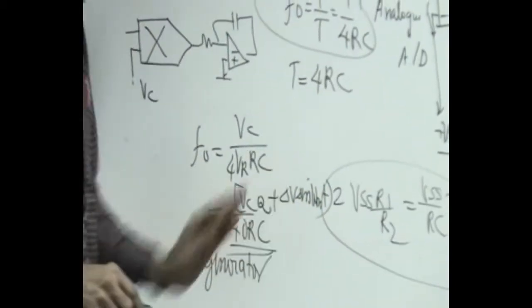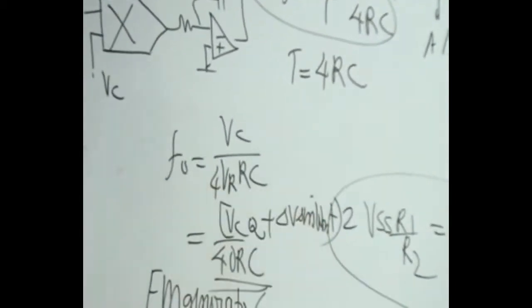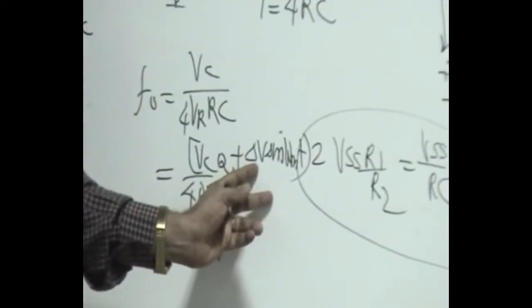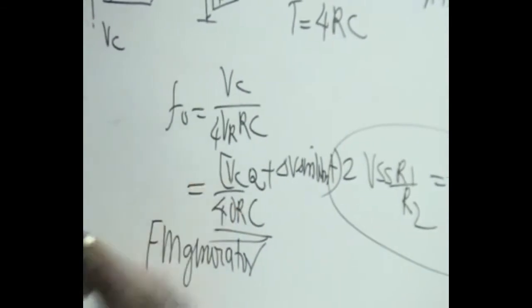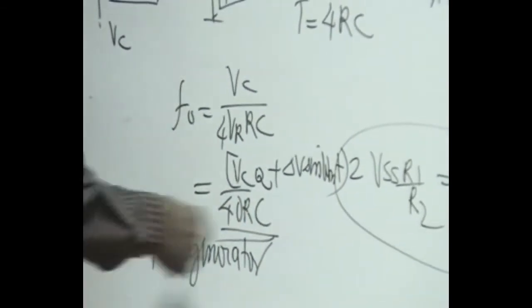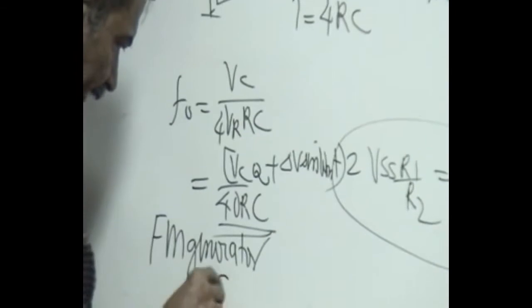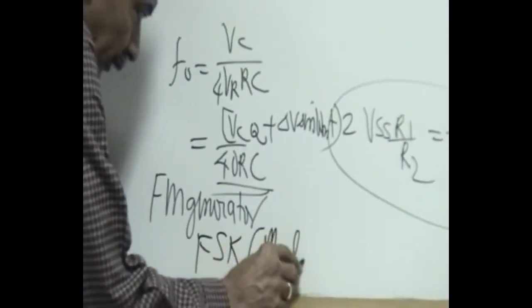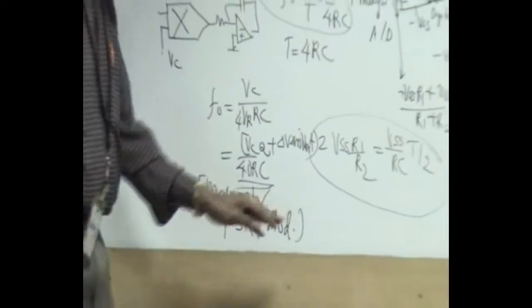The frequency is directly modulated by omega m. This is the modulating frequency. This causes the frequency deviation. This is the carrier, right? So this way you can use it for an FM generator or FSK generator. This is what is used in the modulator part of the modem, right?